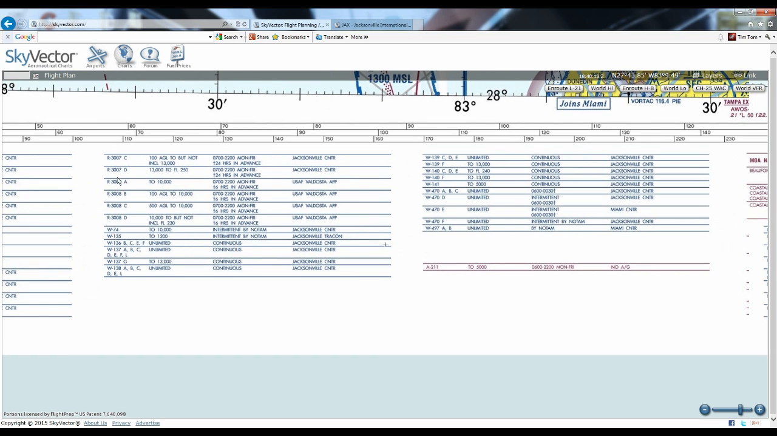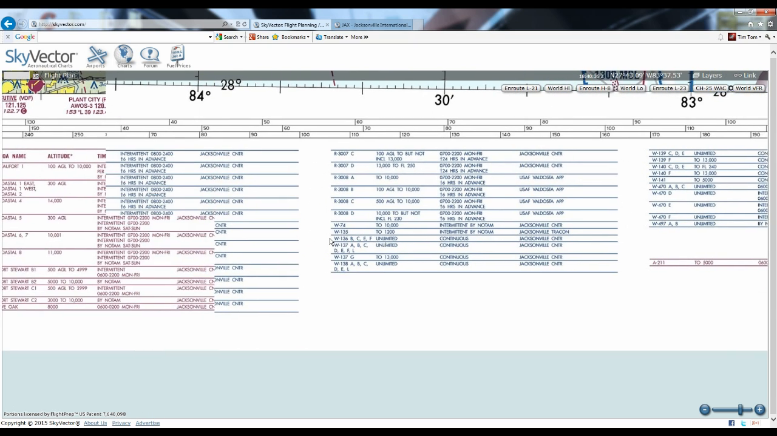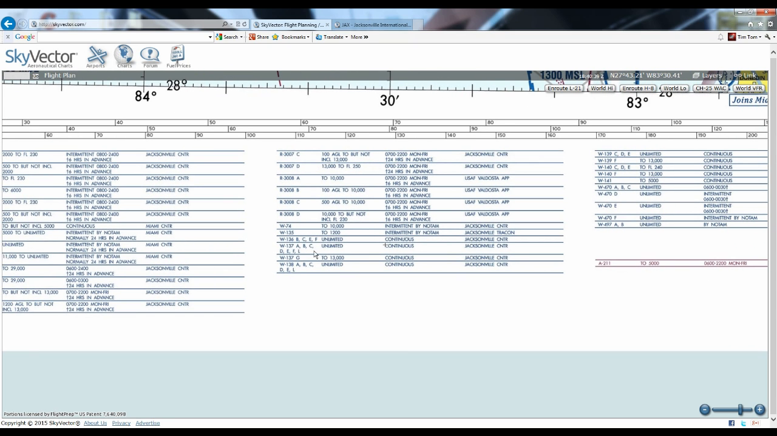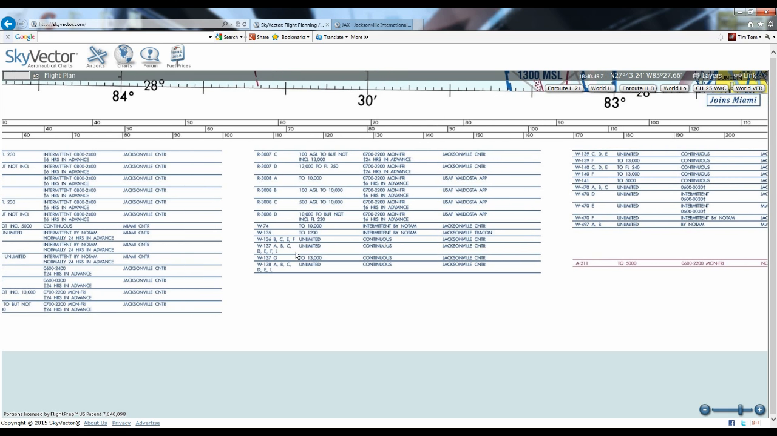Let's find it on here. Whiskey 137 Alpha Bravo Charlie Delta Echo Foxtrot Lima. So this line here indicates information about that airspace. It indicates its vertical component, its hours of operation, and the controlling agency. So this is where you go to find out anything about special use airspace. Whiskey 137 Alpha through Lima is from the surface to unlimited. This always applies from the surface unless otherwise noted.